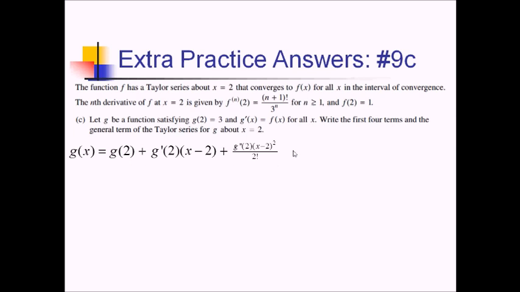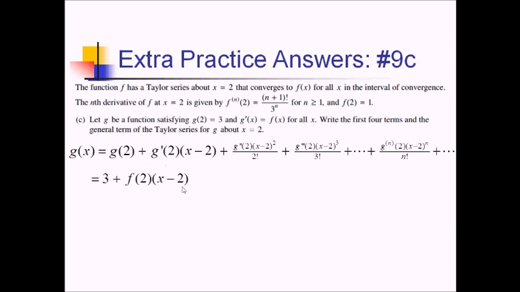So g triple prime of 2, x minus 2 cubed over 3 factorial, and the general term, nth derivative of g at 2, nth factorial, x minus 2 to the nth power, and so on and so forth. All right, so let me start plugging some things in. So I know that g of 2 is really 3. G prime of 2, we're really asking for f of 2 times x minus 2. So I'm just going to write f of 2 here.